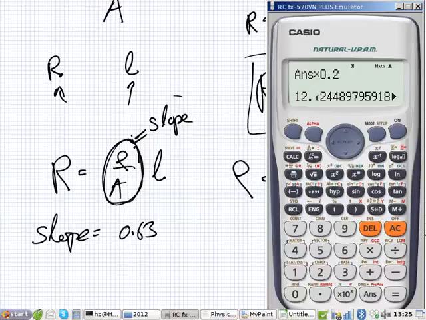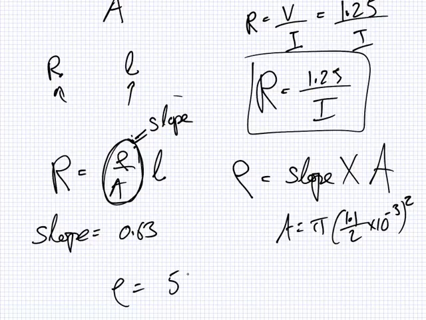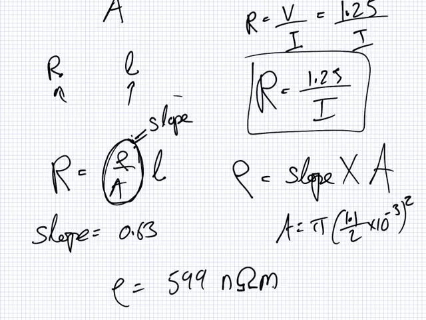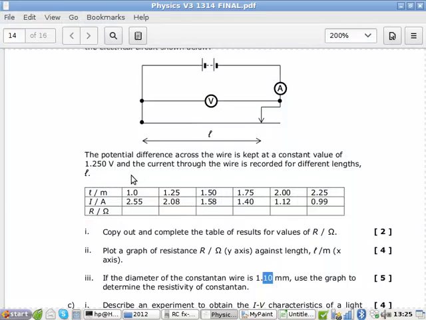So let's see what we get. 1.1 divided by 2, times 10 to the power of minus 3, squared, times pi, times 0.63, and we should do it in something like micro, nano. 599 nano something. I have to think about what the constant is. 599 nano ohm meters. Very good, thank you. Ohm meters, nano ohm meters. That's the unit for this. That's the answer. How many marks so far now? That's 5.